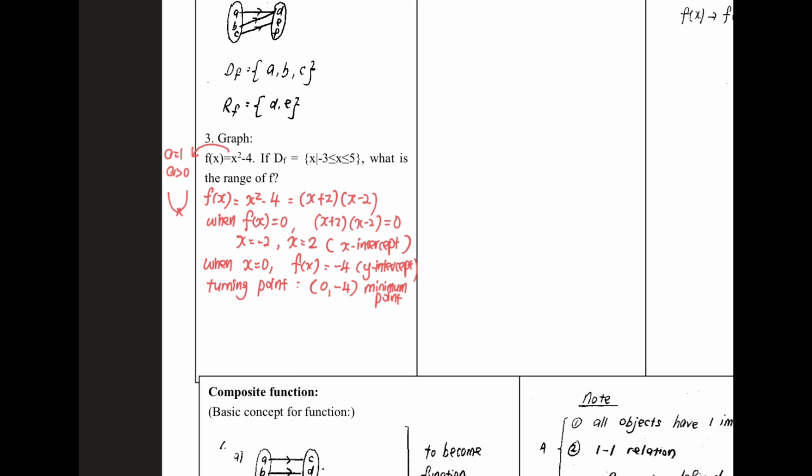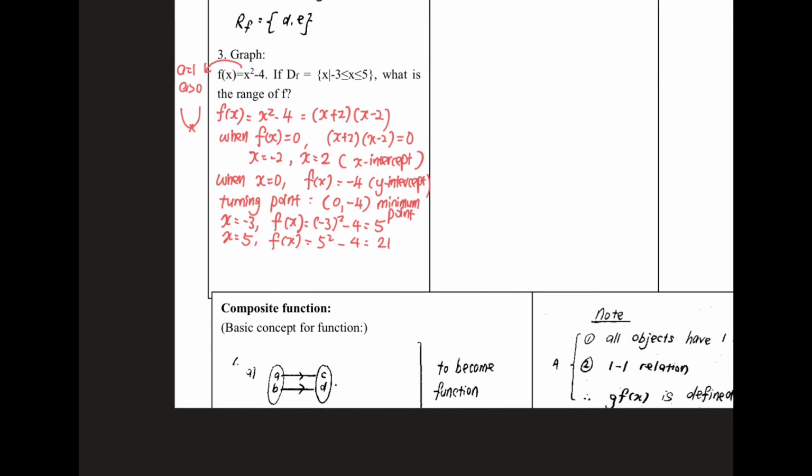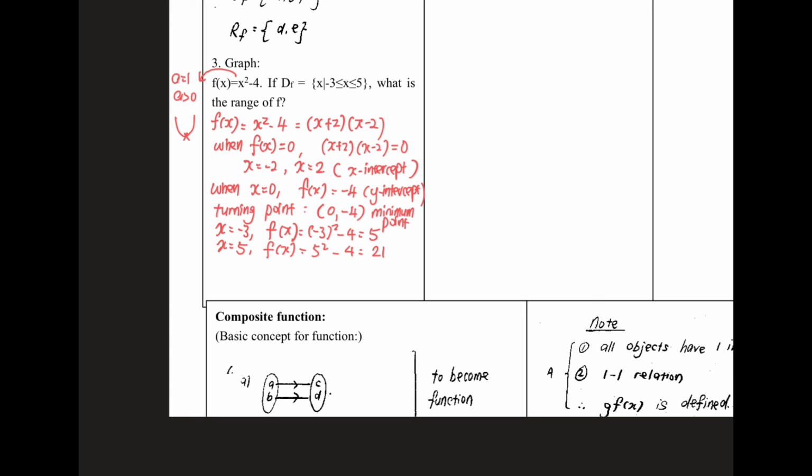So let us start with -3. We put it into the function and we get (-3) squared minus 4, then we get 5. And after that, we substitute 5 into the function. We have 5 squared minus 4, then we get 21. So now we have to sketch the graph. Okay, so we sketch the graph to find out the range. Okay, so I will sketch the graph here.